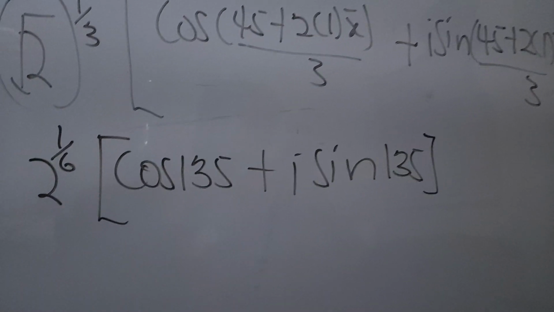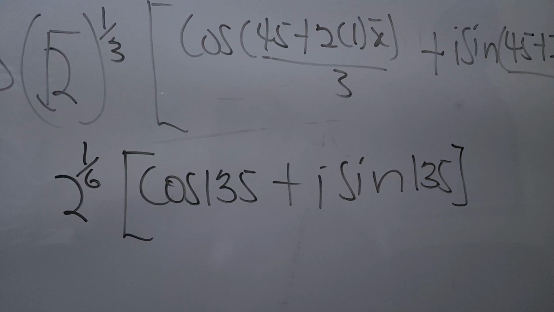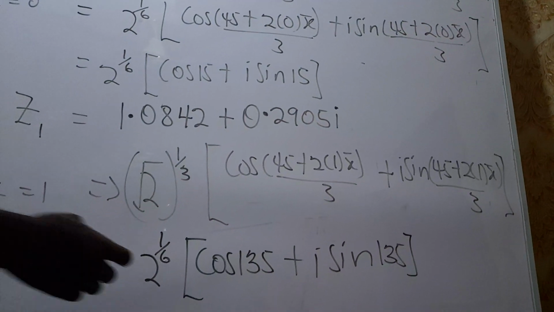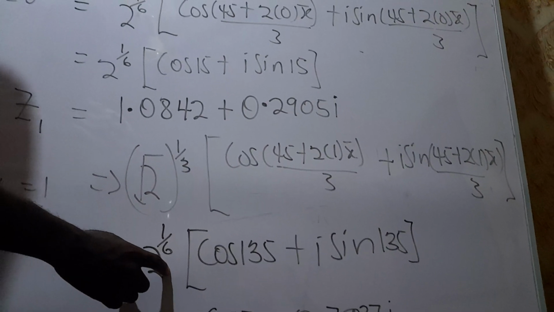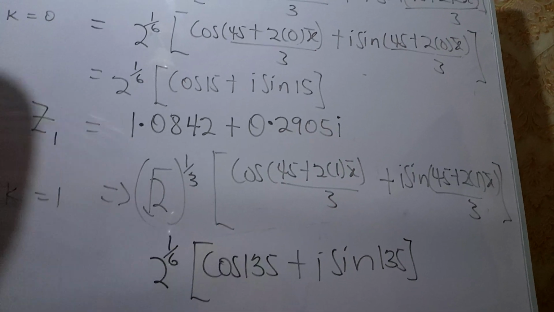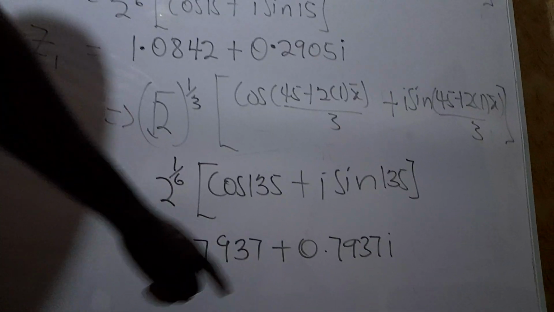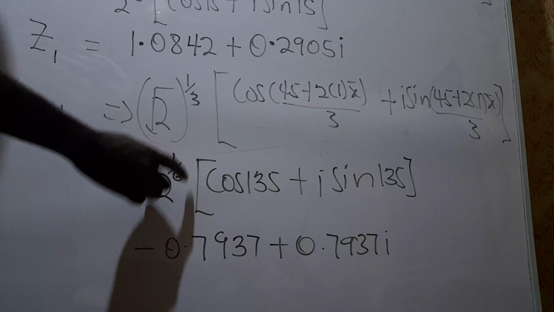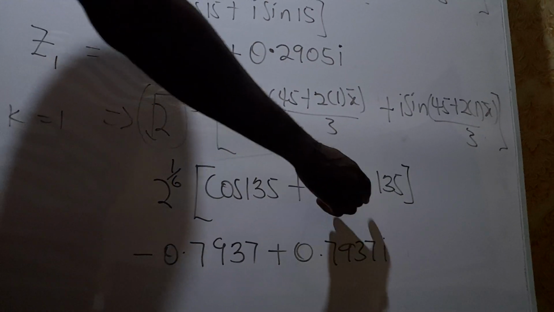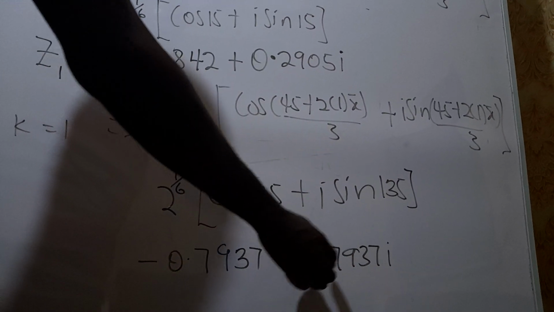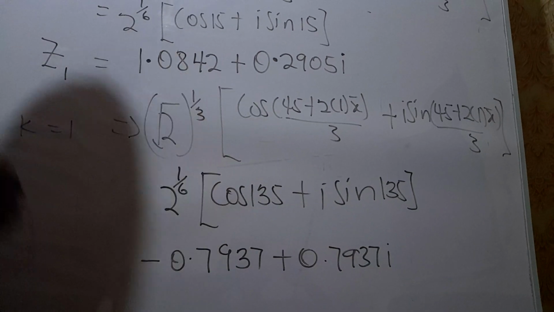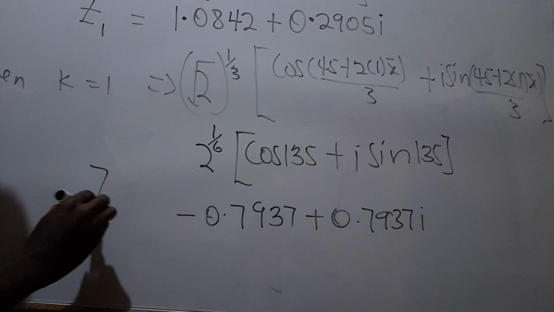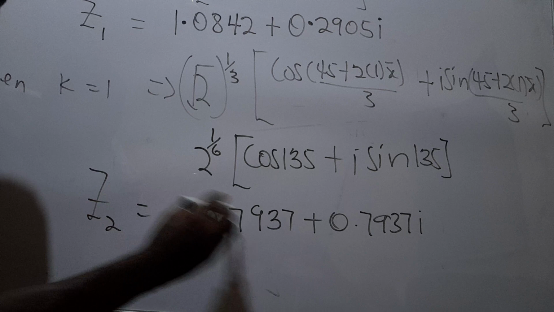When we expand, so 2 exponent 1/6 times cos 135, we get negative 0.7937. And 2 exponent 1/6 times I sine 135, we get 0.7937 I. So we can say our second root, Z2, is equal to that.